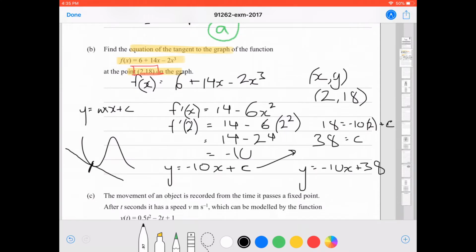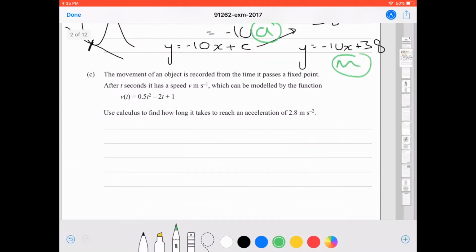Okay, equation correct. That gets you a merit grade. You achieved derivative and gradient found. So we found our gradient was minus 10. So the step here gets you an achieved. Okay.